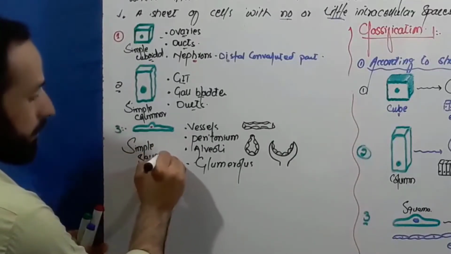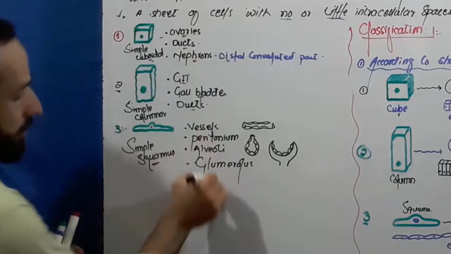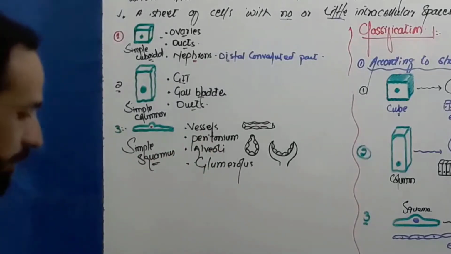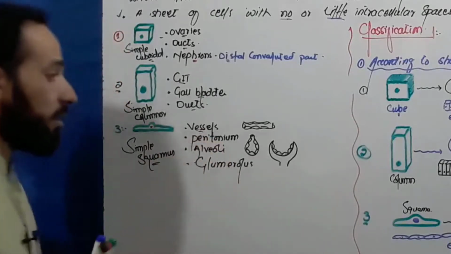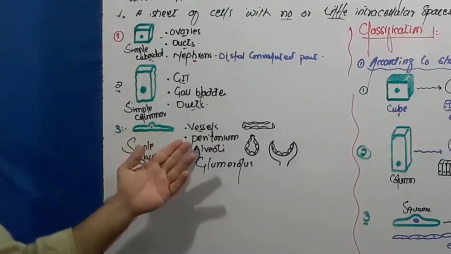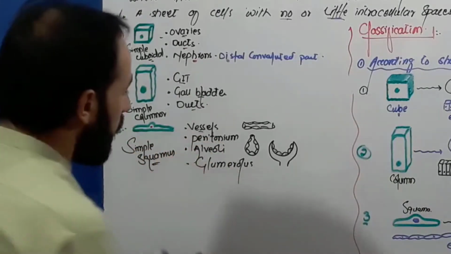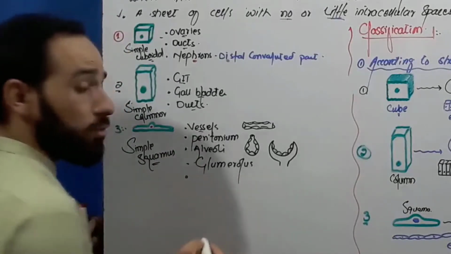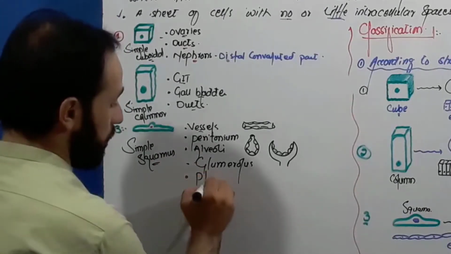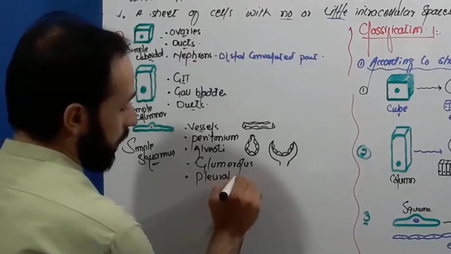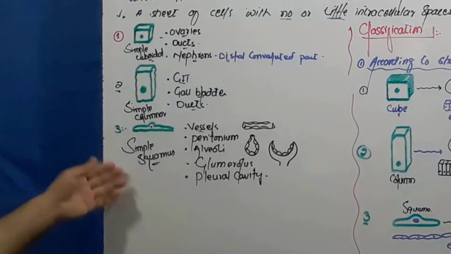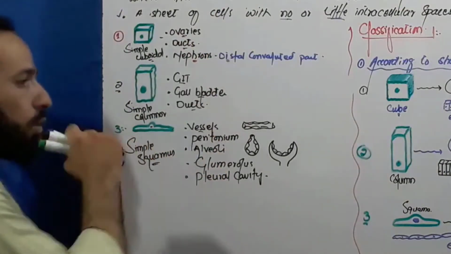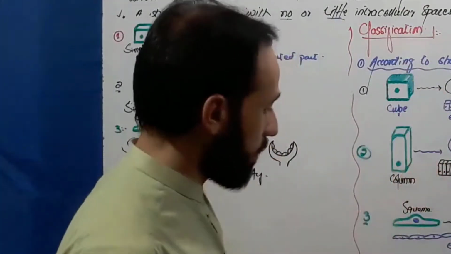Simple squamous epithelial tissues are certainly found in some areas of the body, that are all blood vessels. They are found in the peritoneal cavity, in alveoli, in the glomerulus, and also we should not forget that they are present in the pleural cavity also, right? So those are the simple squamous epithelial tissue locations. Now done about the simple.